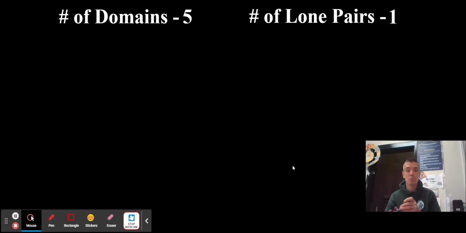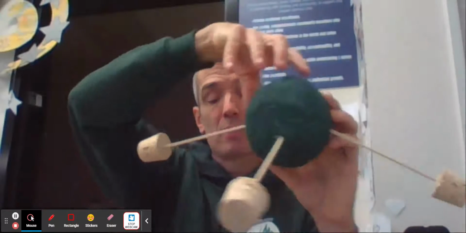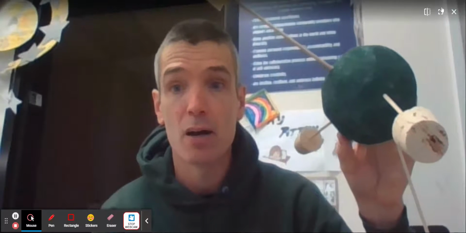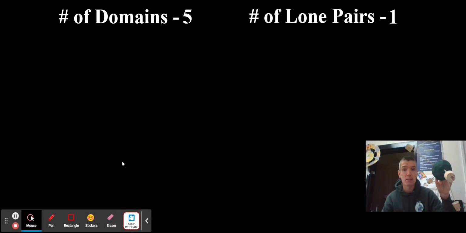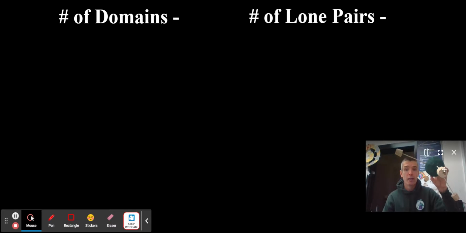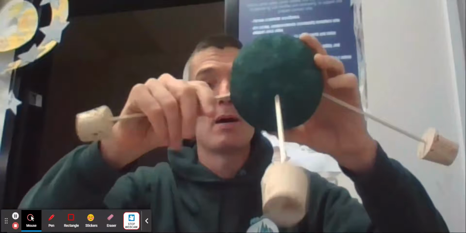Now when I get one lone pair, this is a fun shape. I got to construct it real quick. Here it is. There's a lone pair right here at the top of this central atom, and it kind of goes like this. It's got two pivot points that look kind of like a seesaw. This is known as a seesaw shape with five domains, four bonding and one lone pair. There's a mistake there. It should say Cl4.